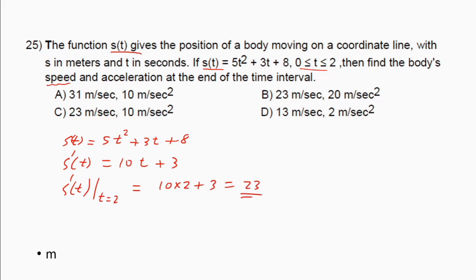That's the first part. The second part, we're asked to find the acceleration. We know the acceleration is the derivative of the speed, and since s prime is the speed, then s double prime will be the acceleration. So s double prime of t will be equal to what? We take the derivative of s prime of t, and s double prime of t is going to be equal to 10.